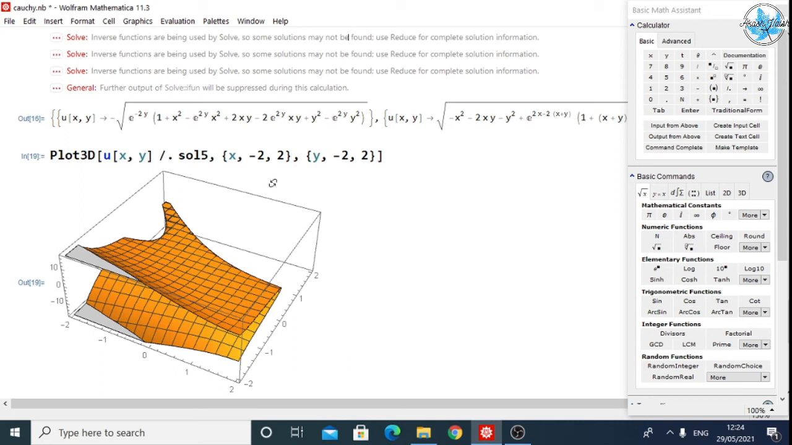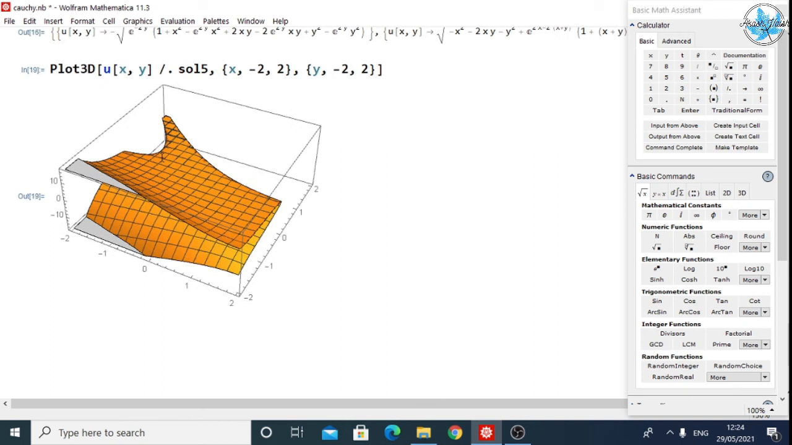So for the graph I will use the Plot3D command. So just see how to plot this graph. Plot3D command, u of x comma y, which is already stored in the value of solve file. So just write slash dot solve 5 comma, take the domain, that is x varies from -2 to 2. You can also choose another domain, don't worry, the answer would be the same. Then take the y domain, that is -2 to 2. So this will be the graph of the equation.